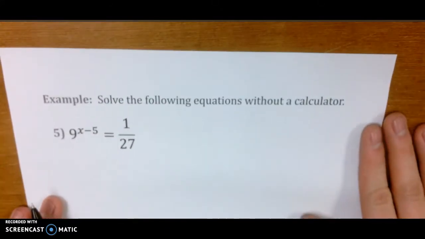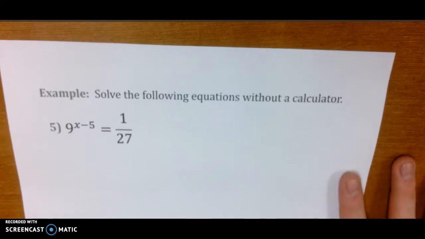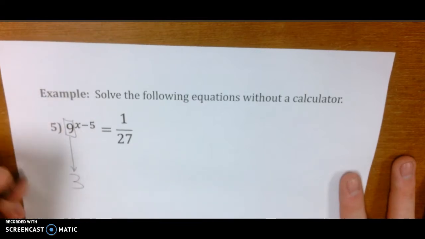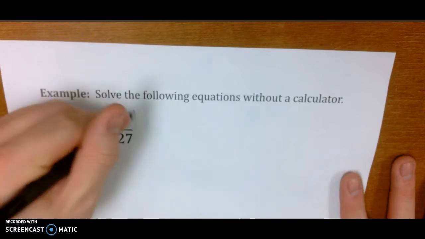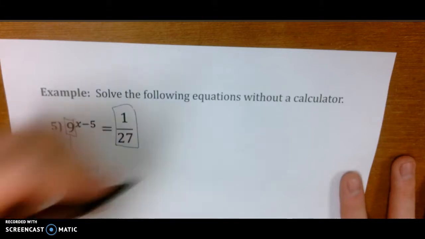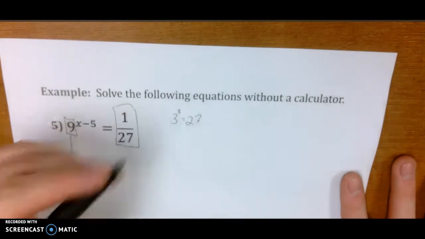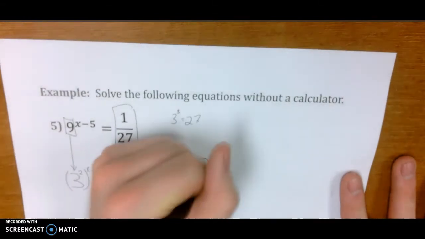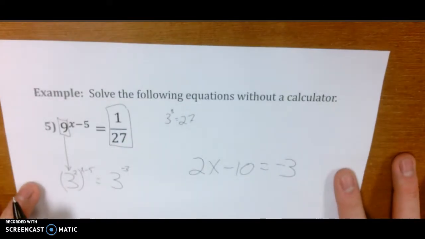We might encounter situations where fractions are involved, and for whatever reason, we're all terrified of fractions. Well, just like before, I could say 9 is the same as 3 squared, but we still have the x minus 5 hanging outside. 1/27th. Well, I know that 3 cubed is 27, so that means 3 to the negative third would be 1/27th. So now when we go through and solve, this would be 2x minus 10. And that's going to equal negative 3. So that's what my equation has now become.